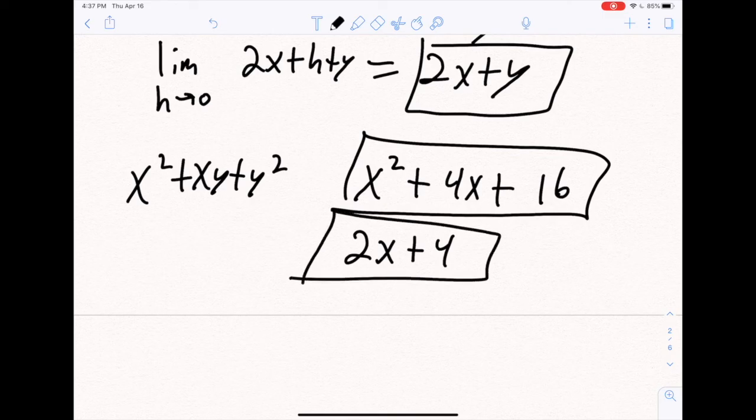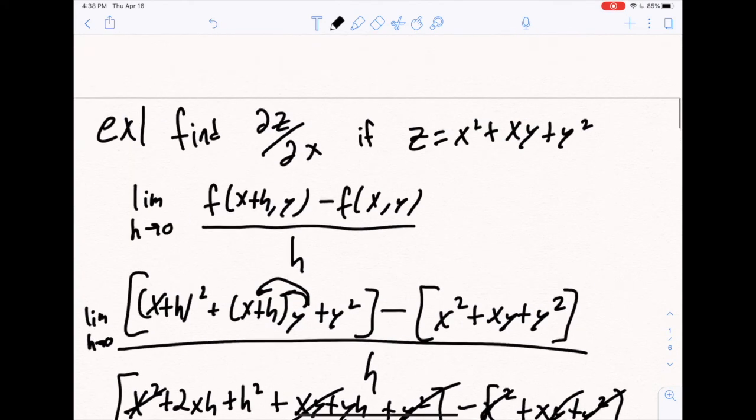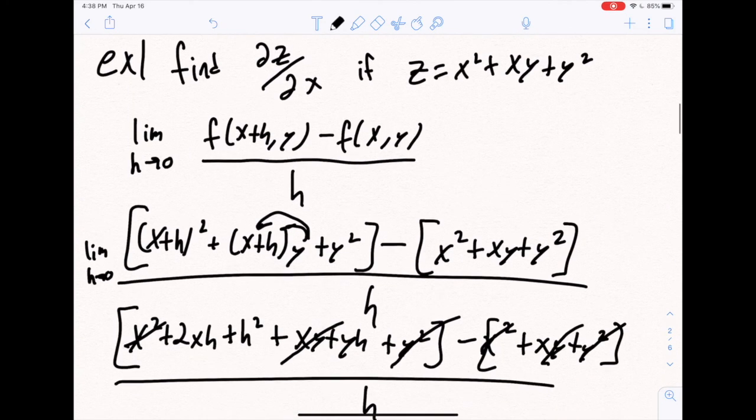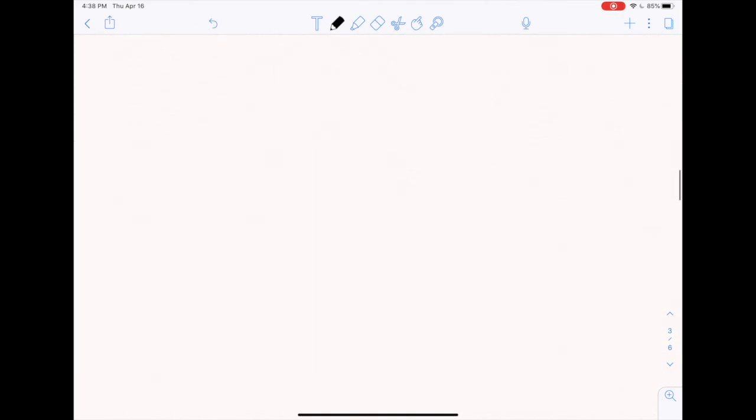The choice of 4 here is totally arbitrary. If we put in any number, we'll just end up with 2x plus that number. The idea I'm trying to get at here is when we're asked to take derivatives of fancy things like this, z equals x squared plus xy plus y squared, and we're taking the derivative with respect to x, all we do is treat y like a constant. Let's take a look at how that might look in action.